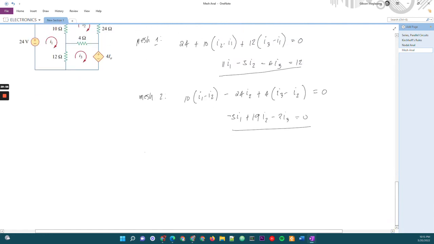So for mesh 3, we should be able to get, start with the negative 4 I2, plus 12 I1 minus I2, or I1 minus I3 I mean, okay, plus 4 I2 minus I3 equals 0.